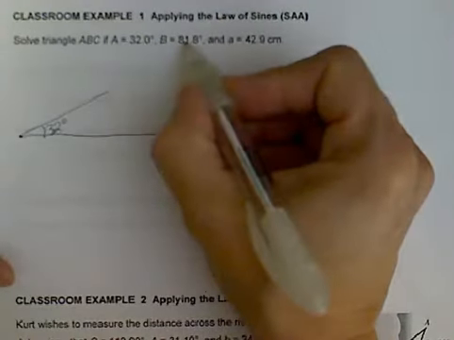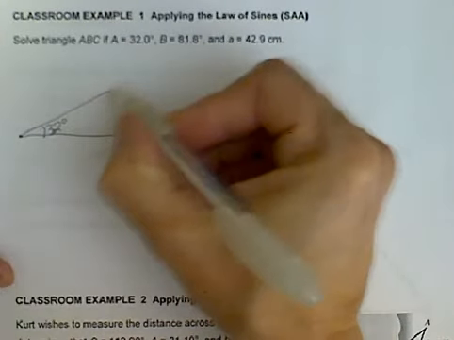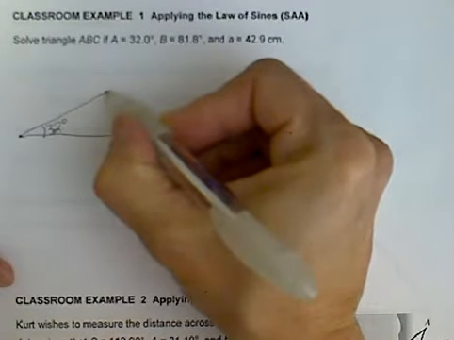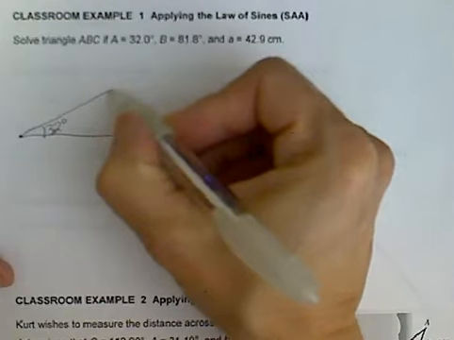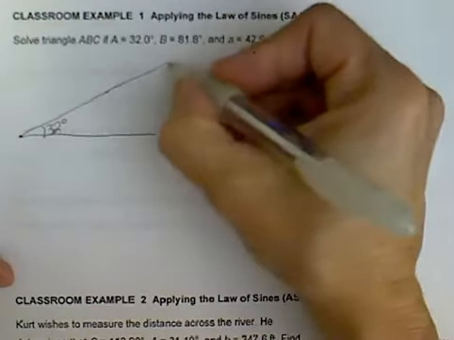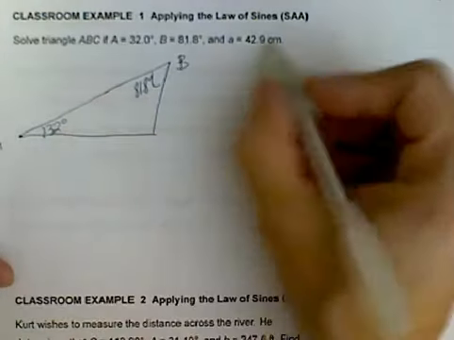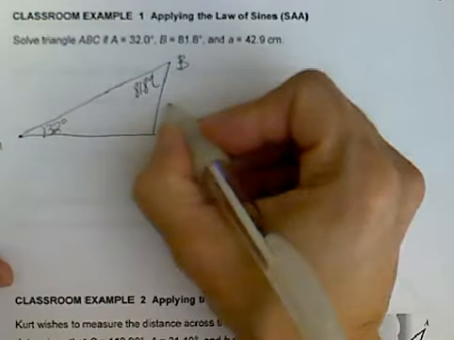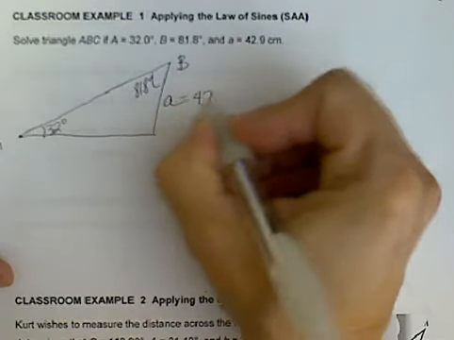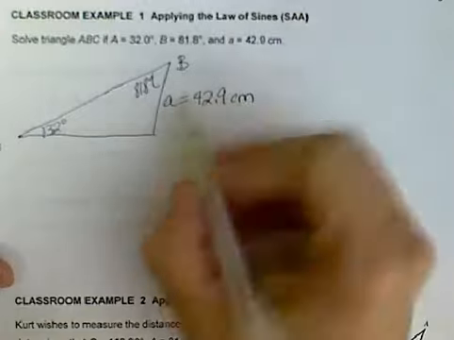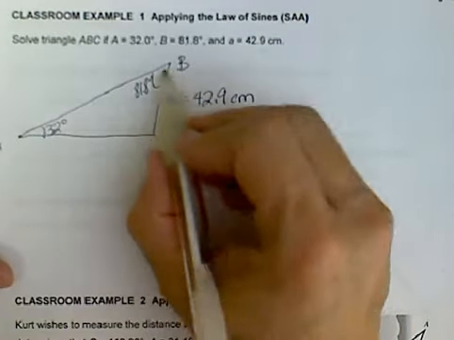And then I want to have an angle up here that's 81.8 degrees, so I'm going to make it just a little bit less than 90 degrees. This would be my angle A, this would be my angle B. That means my side A is across from angle A, so this is A over here. And you can see here I've got side, angle, angle.